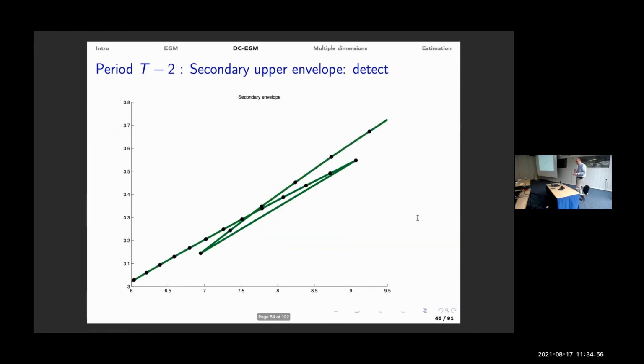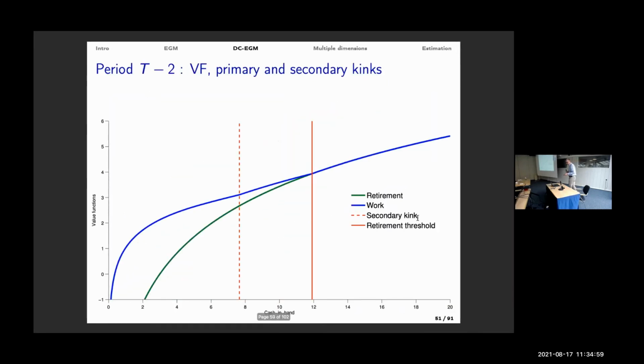Let me find a picture here. So what we essentially have is the value function of retirement. Here's the primary kink. It's optimal for you to be retired on the right side of it, and so here the value function in the Bellman equation coincides with the retirement choice-specific value. On this side, it's optimal to be working. But there's the secondary kink here, which is due to the fact that there is a primary kink in the next period. Does it make sense?